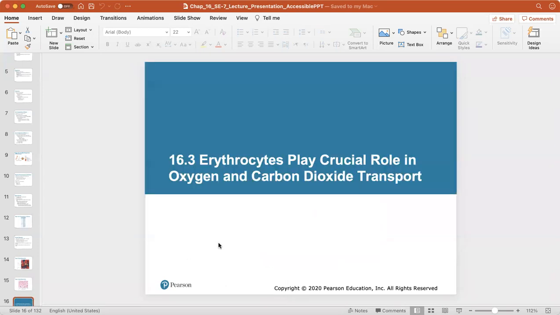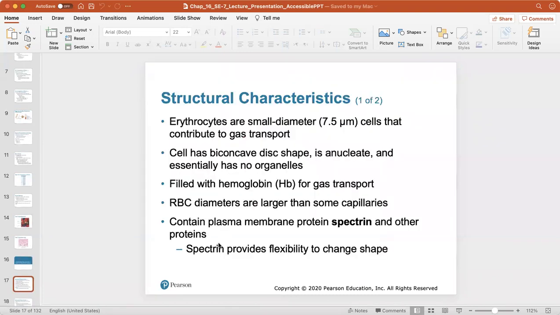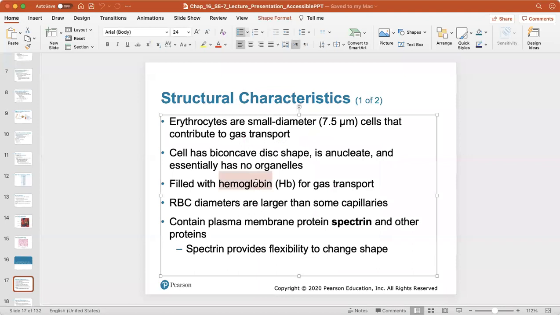So here we'll talk a little bit about erythrocytes. They play a crucial role in oxygen and carbon dioxide transport, and that's because of their structural characteristics and shape. They're filled with the protein called hemoglobin that is for the gas transport of oxygen and carbon dioxide.